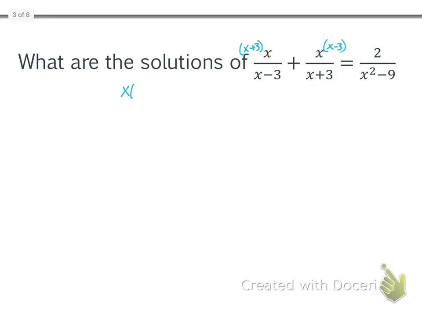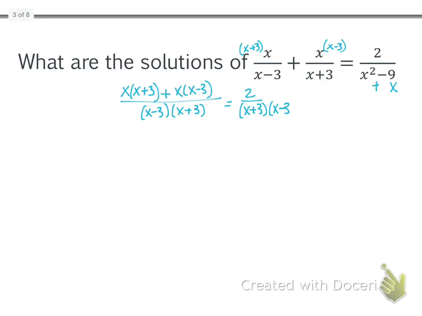So on the top, I'm going to have x times x plus 3 plus x times x minus 3, and then they share that common denominator of x minus 3, x plus 3. And it's going to be equal to 2 over, let's go ahead and factor this, so multiplies to negative 9, adds to 0. So positive 3 and negative 3.